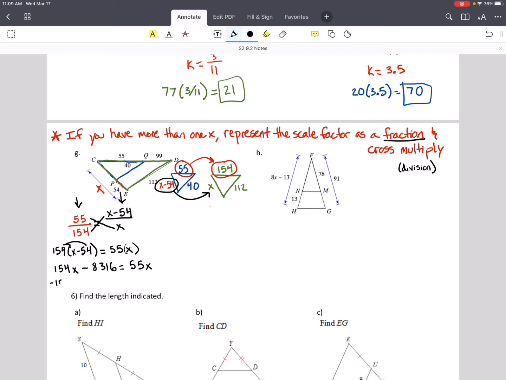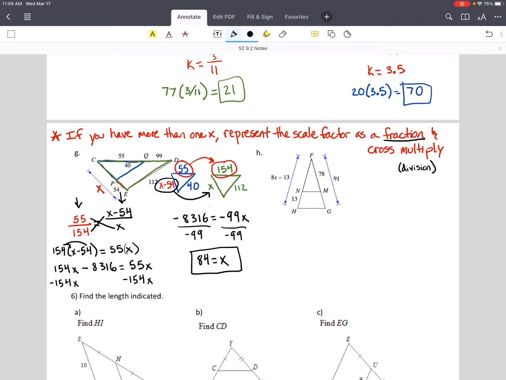I can subtract 154x from both sides. And I'm going to move the rest of it up here so we can see it. So negative 8,316, 55 minus 154 is negative 99x. And now I can divide both sides by a negative 99. So negative 8,316 divided by negative 99. And I get x is 84.